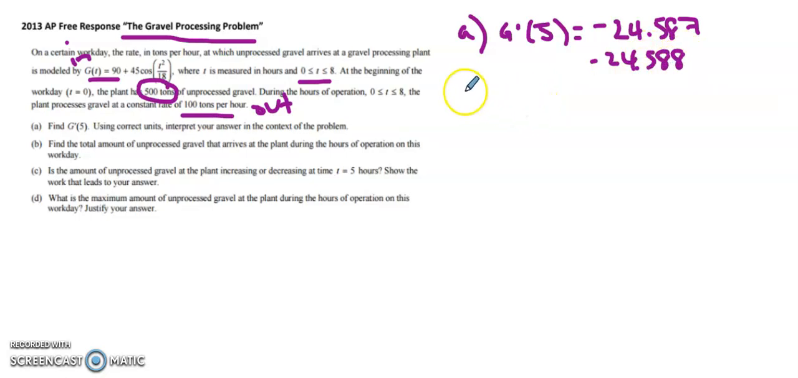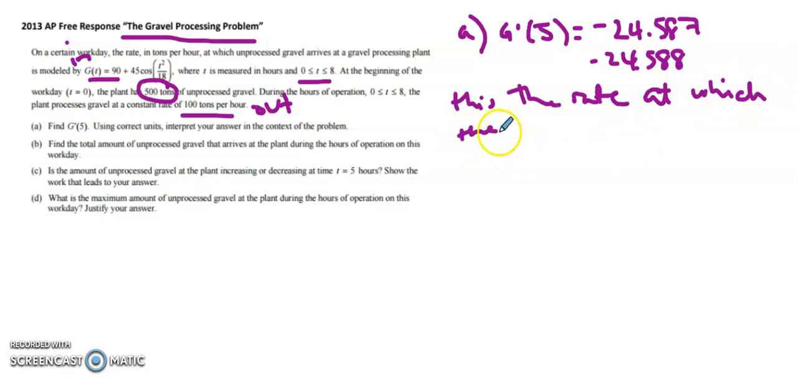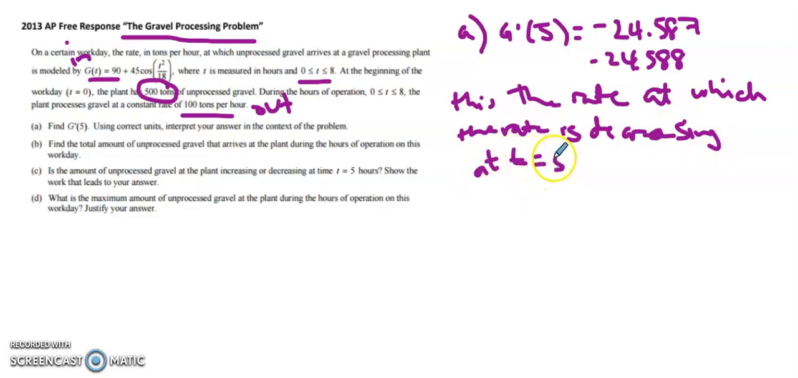And because this is a rate of a rate, what we have here is that this is the rate at which the rate of arrival is decreasing at time equals 5, and it's time equals 5 hours, and the units are tons per hour squared. It's an acceleration.